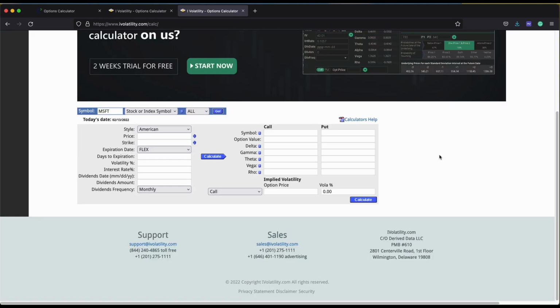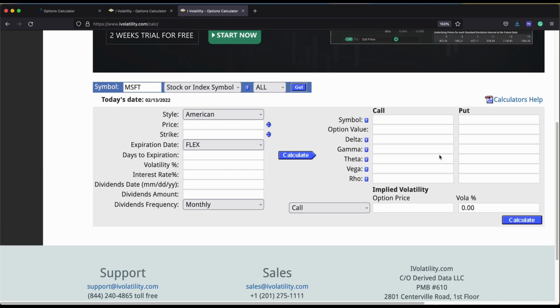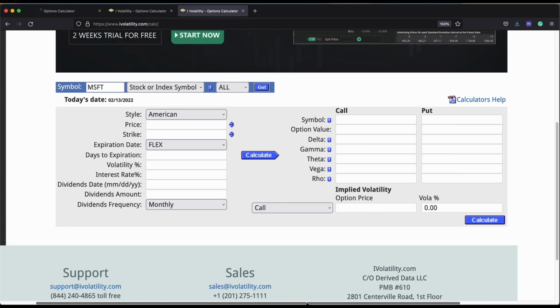Once you log in and have an active login ID, you will land on this page. This page shows you a simple layout that you can use, and it can fetch the information from the market itself. Please be advised, I'm not saying that you should buy this option or sell this option. I'm only trying to tell you that if you have an option, how do you actually value it?